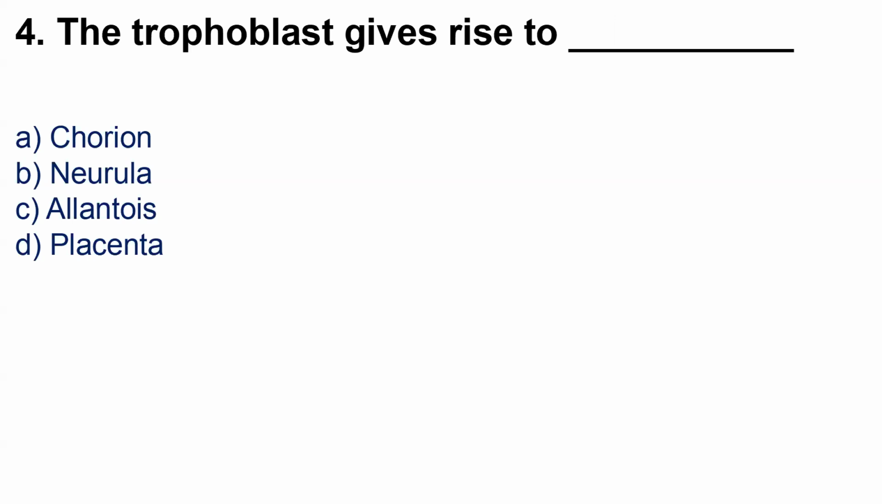Question 4. The trophoblast gives rise to: A. Chorion, B. Neurula, C. Allantois, D. Placenta. The answer is placenta, D.